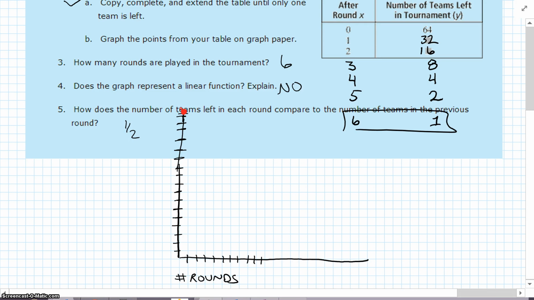After one round, we're down to 32. So 4, 8, 12, 16, 20, 24, 28, 32. Okay, after 2 rounds, we're at 16. After 3 rounds, we're down to 8. After 4 rounds, we're down to 4. After 5 rounds, we're down to 2. And after 6 rounds, we're down to 1. Okay, so in this example, this is how it looks.